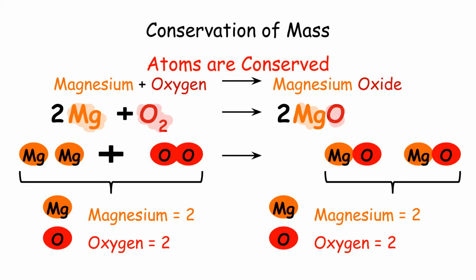And if we draw out little circles to represent each atom, on the reactant side we have 2 Mg, and then we have 2 oxygens that are attached to each other. And when we get over to the product side, we have MgO and MgO. So in total on the reactant side, we have 2 total magnesium and 2 total oxygen. And over on the product side, we have 2 total magnesium and 2 total oxygen. It was just that they were rearranged.